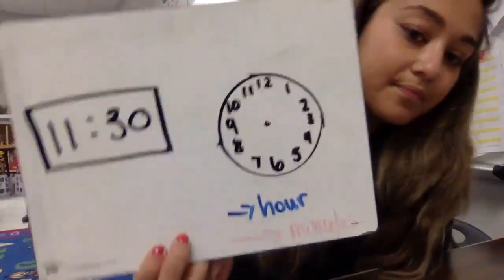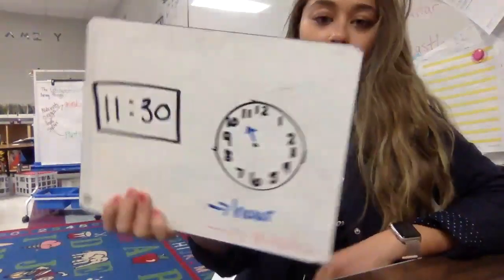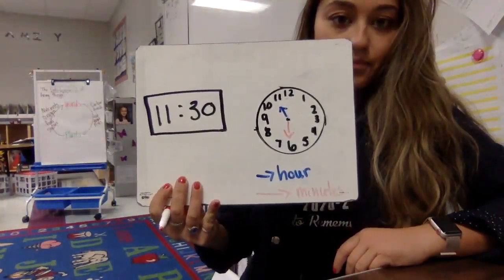Okay. Let's say it's 11:30. Where would my hour hand point to? The 11. Very good. Short hand points to the 11. Where does my long hand point to? 6. Very good. 11:30.